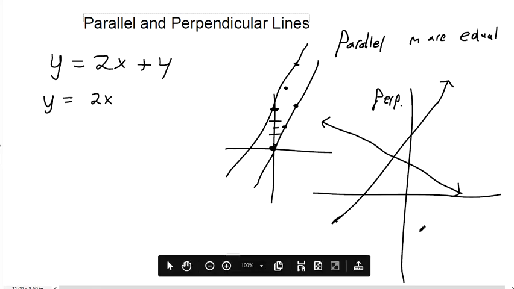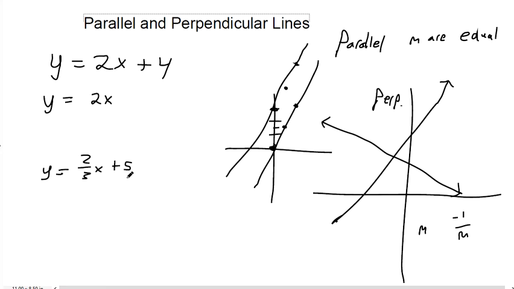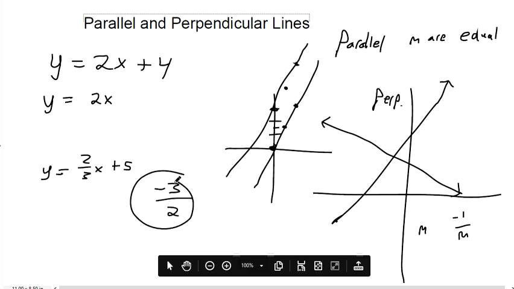So perpendicular lines, one has a slope of m and the other one has a slope of -1 over m. Or in other words, to find out a perpendicular slope, flip the slope and then change the sign. So let's say we have this equation. To figure out the perpendicular slope, it's going to be -3 over 2. I flip the fraction and I change the sign.